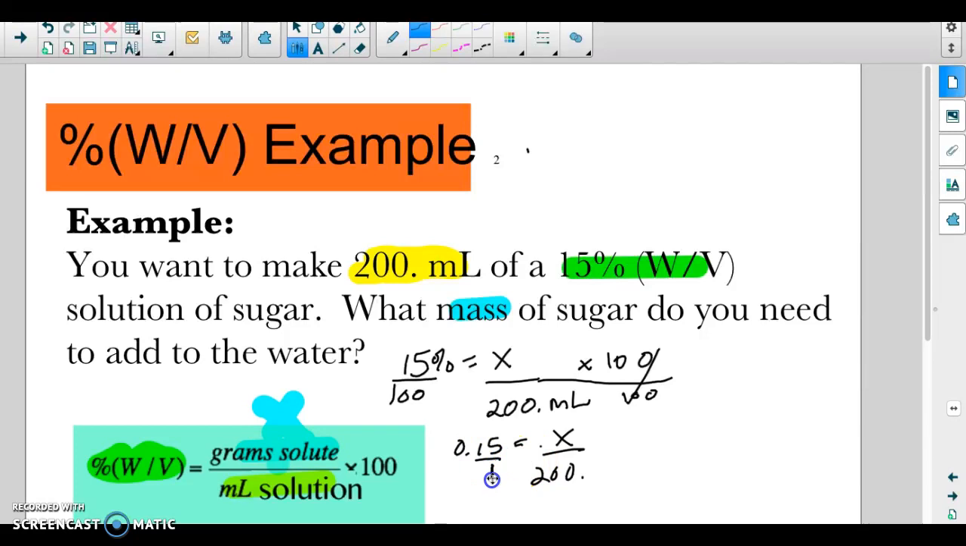I like to cross multiply, so I do this. Then I know X is really just going to equal 0.15 times 200. And then I'm solving for mass, so when I do that, I end up with 30. With 2 sig figs, because there were 3 and 2, and I can have the least amount when I multiply and divide. And then I solved for mass, so it's going to be grams.